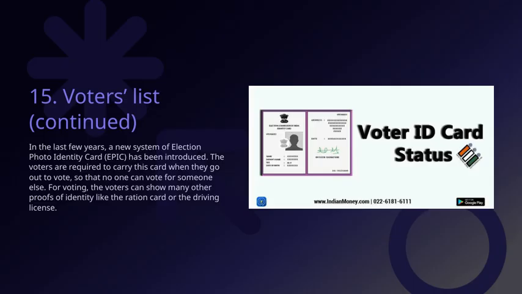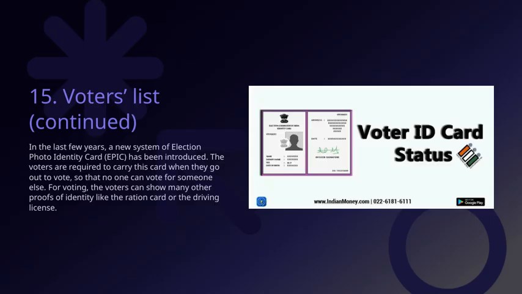In recent years, a new system called the Election Photo Identity Card, or EPIC, has been introduced. This card is designed to make the voting process more secure and transparent. Voters are now required to carry this EPIC when they go out to vote, ensuring that only the rightful voter casts their ballot. This helps prevent any impersonation or fraudulent voting.